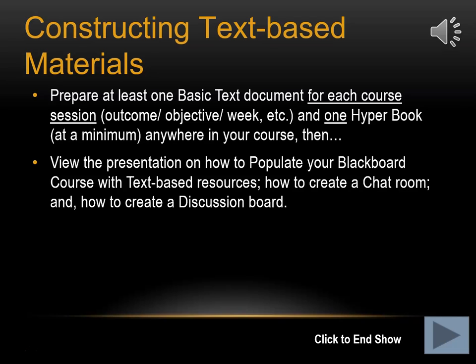Now again, in 6610, I use course outcomes. You might use course objectives, you might use weeks, doesn't matter. But I'd like you to prepare one basic document for each of those sessions. And you should have probably at least 8 sessions. Maybe if you have 15, then you don't need to do something for every single one of them. But let's say at least 8 of them, okay? And I want you to prepare at least one hyperbook at a minimum anywhere in your course. So pick one of the outcomes, one of the sessions, and do a full-blown hyperbook with that.